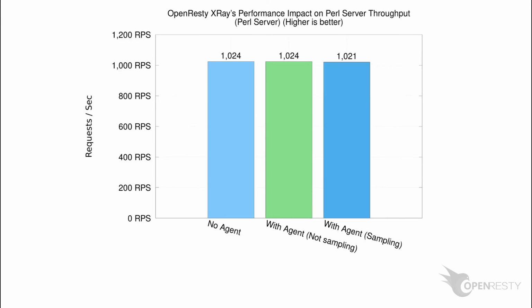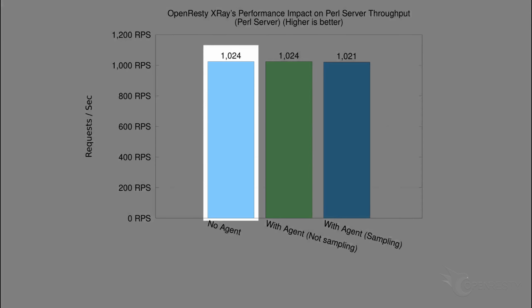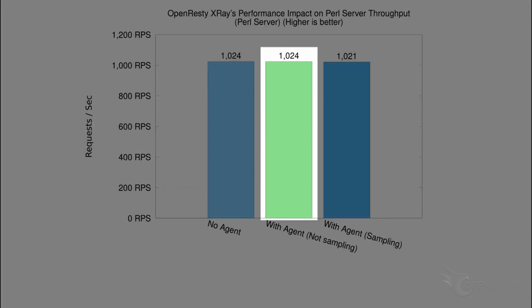We measured the maximum throughput of server processes in different cases. Here is what we found. Without installing the OpenResty X-Ray agent, the maximum throughput is about 1,024 requests per second. When the agent is installed but not running the analyzers, the request rate remains the same value.